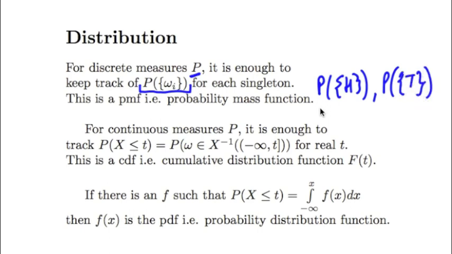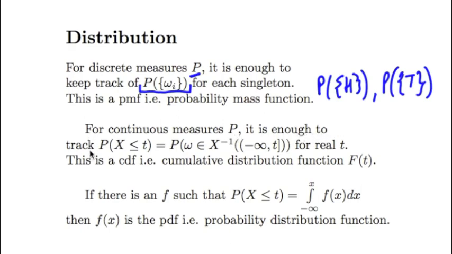Similarly, in the dice example, it's enough just to know the probability of a 1 or a 2 or a 3 or a 4 or a 5 or a 6 individually, just as singletons. That tells you everything about the discrete measure P. For continuous measures, the story is slightly different.